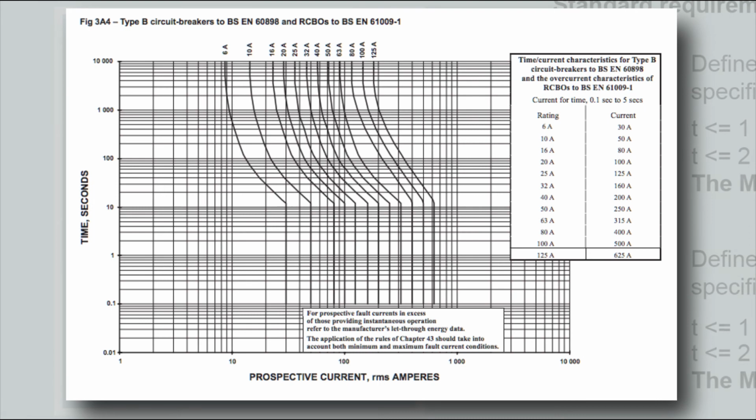And BS 7671 has the time curve graphs for MCBs, rewirable fuses, BS 88 type fuses, so you can get your disconnection times. Of course, it goes to show how important the Zs reading is, because if you've got a poor Zs, you won't be getting these currents and you won't be getting these tripping times.